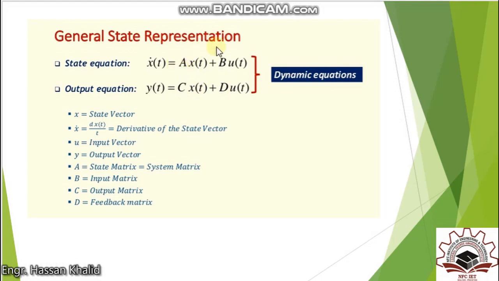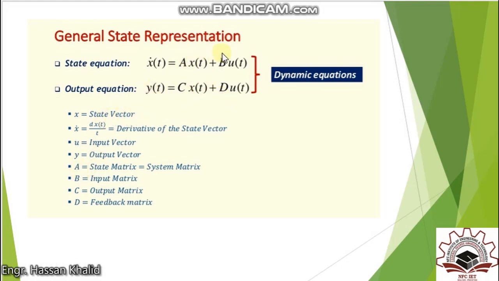However, in this representation, these matrices A, B, C and D are constant and are not varying with respect to time. So the system can also be termed as the linear time invariant system, or the LTI system.